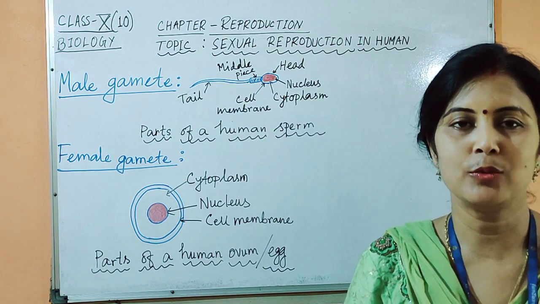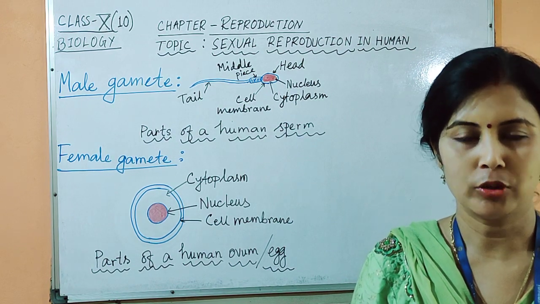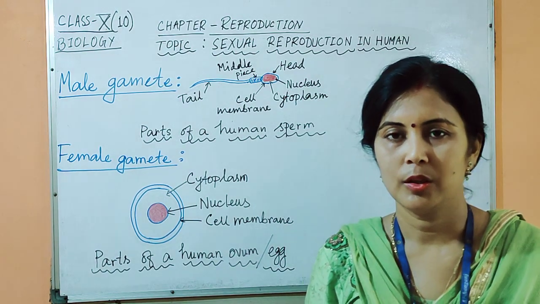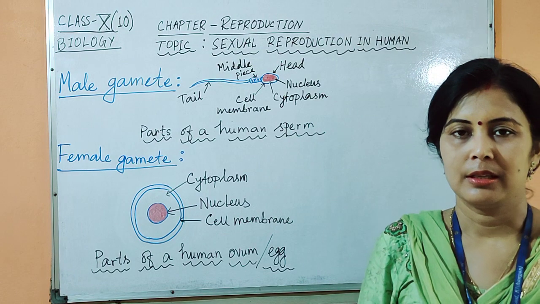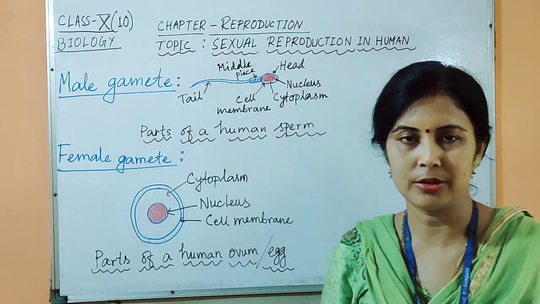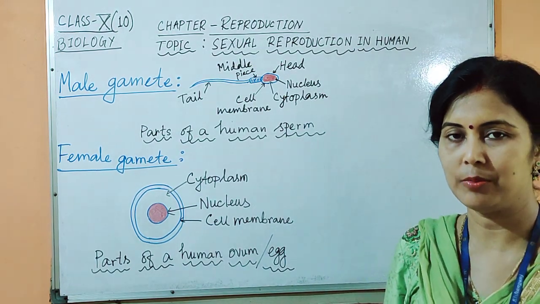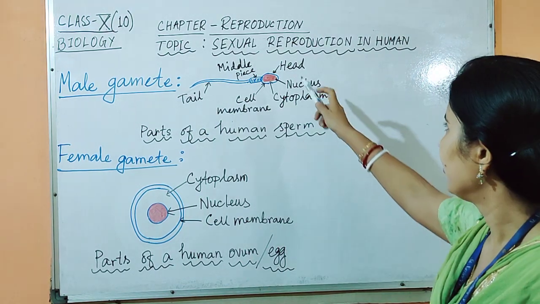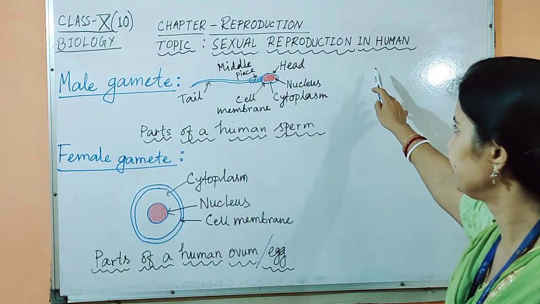In the previous classes we have learned about sexual reproduction in plants. From today onwards we are going to learn the same process, that is the sexual reproduction method in case of animals. In your syllabus you have it in case of human.